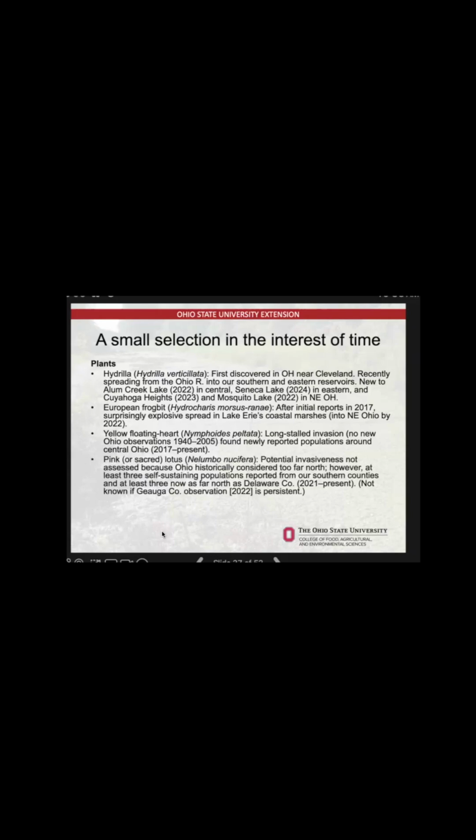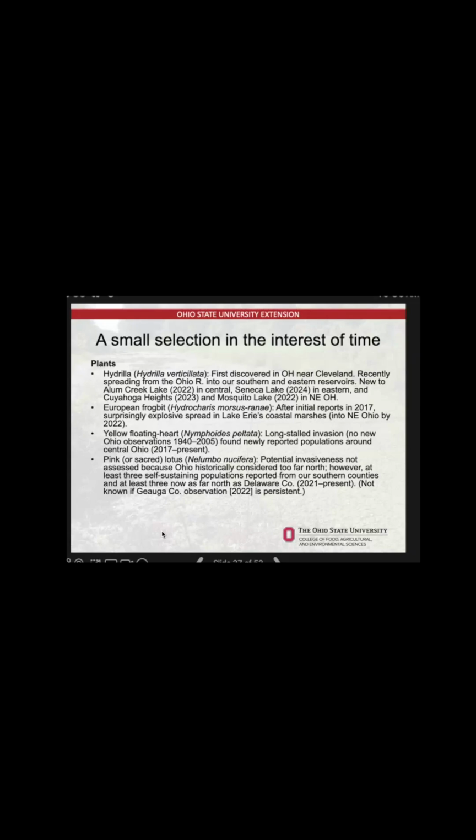Pink lotus, right? We've got a native lotus that has flowers that are yellowish, greenish, orangish. The pink one has flowers that are pink or pinkish white with hints of green in there. It's never been assessed as potentially invasive to Ohio because it was considered too much of a southerly thing that would never do well here. But when I started in the role I occupy now in 2012, I knew of 3 populations in southern Ohio that were persisting, and now I know of at least 3 as far north as Delaware County, which is the northern parts of central Ohio.